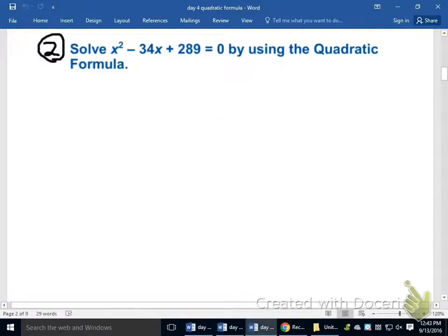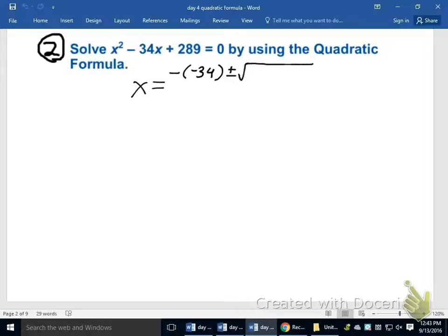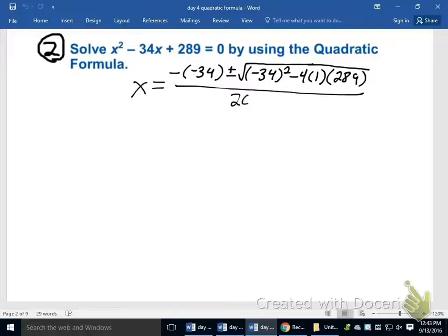Alright, now moving right along, taking a look at x squared minus 34x plus 289 equals 0, just setting it up using the formula that was on the previous screen. X equals negative b is negative 34 plus or minus the square root of negative 34 squared minus 4 times a is 1 times c is 289. We're going to have enormous numbers here, but that's alright. All over 2 times a.